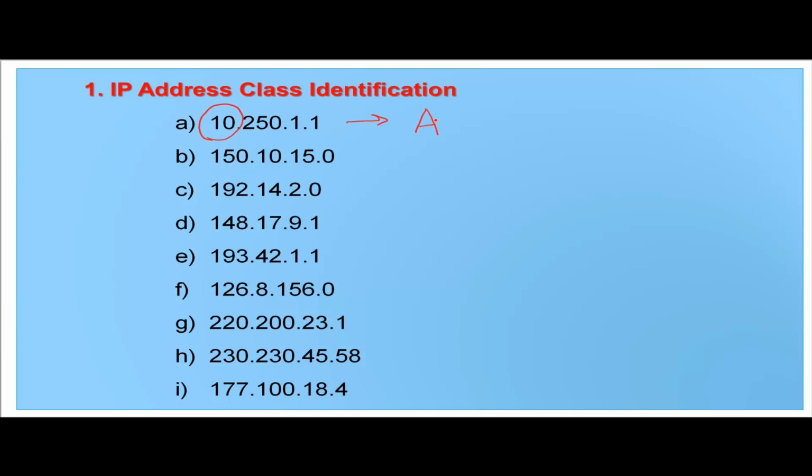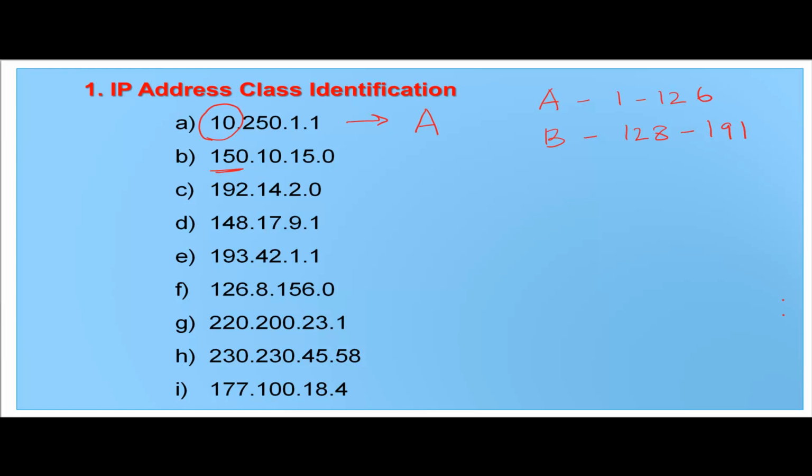Then, moving on to the second IP address, 150.10.15.0. Here the same thing, the first octet is 150. So what is the range of class B? Let me write for class A first. For class A, the range is from 1 to 126. For class B, the range is from 128 to 191. So this is the range of IP addresses.